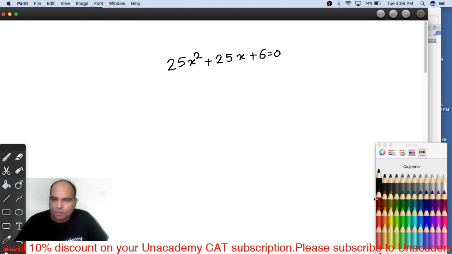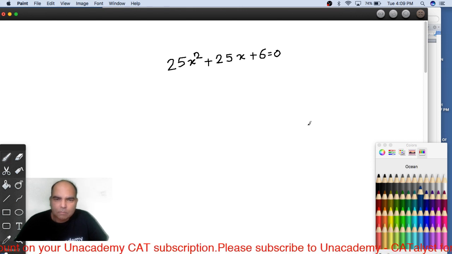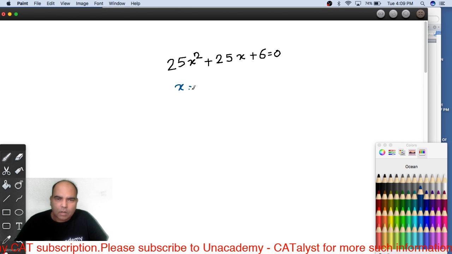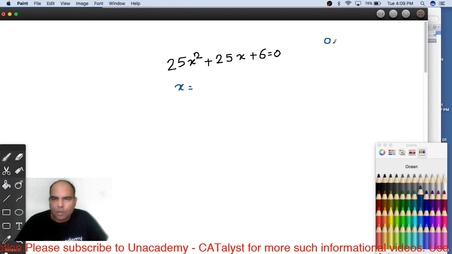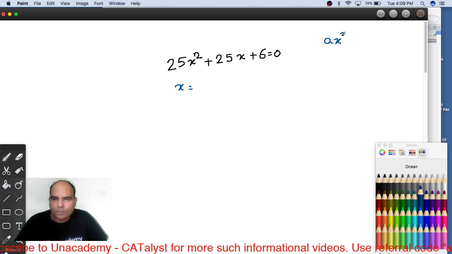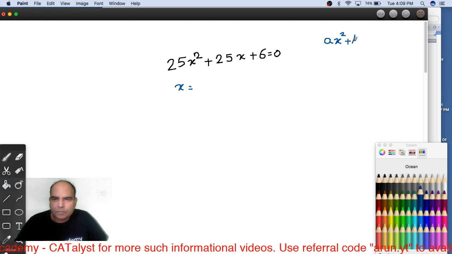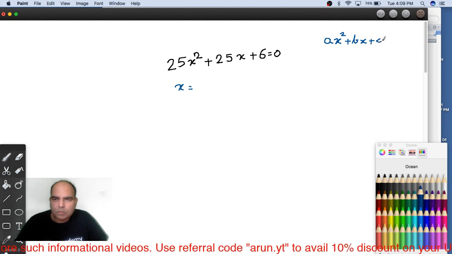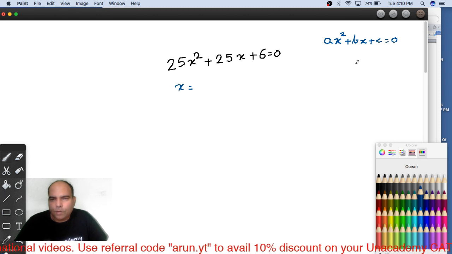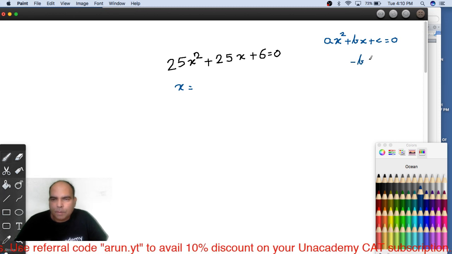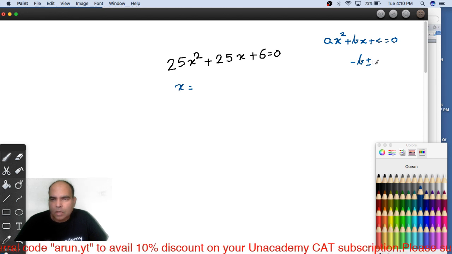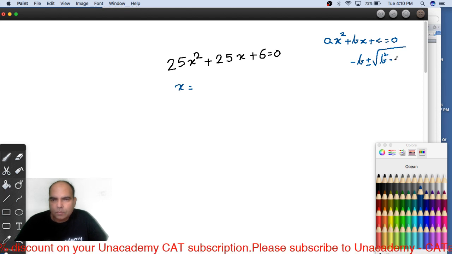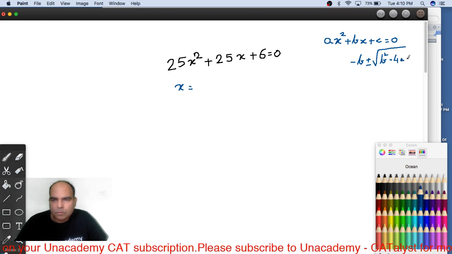If I look at the first equation, the roots for the value of x are given by the quadratic equation formula: for a quadratic equation of the form ax squared plus bx plus c is equal to 0, the roots are given as minus b plus minus under root b square minus 4ac, upon 2a.